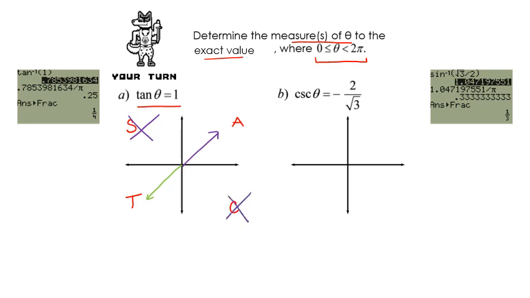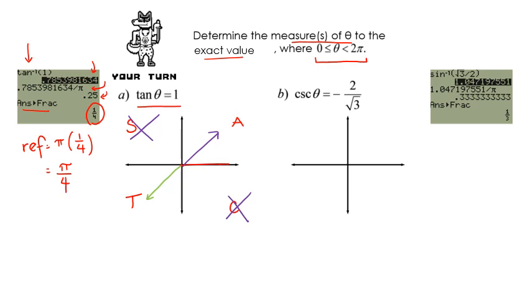Next, we're going to find our reference angle. So we're going to type second, tan, and then 1. And when you press enter, you get a decimal of 0.7853 and so on. We're going to take that number, divide it by pi to get 0.25. And you're going to go math, 1, enter to get 1 over 4, which means that our reference angle is equal to pi multiplied by 1 over 4, which we can simplify to pi over 4.